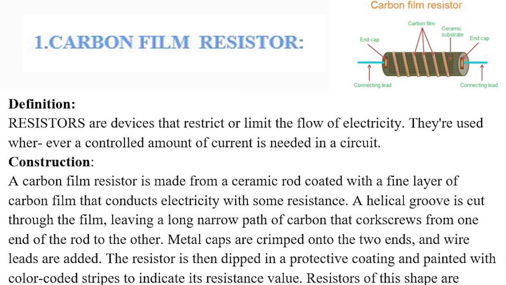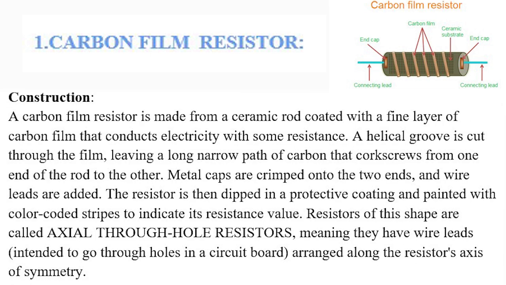A carbon film resistor is made up of a ceramic rod coated with a fine layer of carbon film that conducts electricity with some resistance. A helical groove is cut through the film, leaving a long, narrow path of carbon that crosses from one end of the rod to the other. Metal caps are crimped onto the two ends and wire leads are added. The resistor is then dipped in protective coating and painted with color-coded stripes to indicate its resistance value.